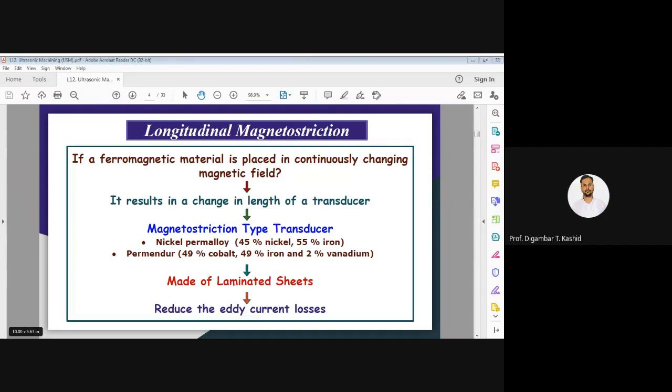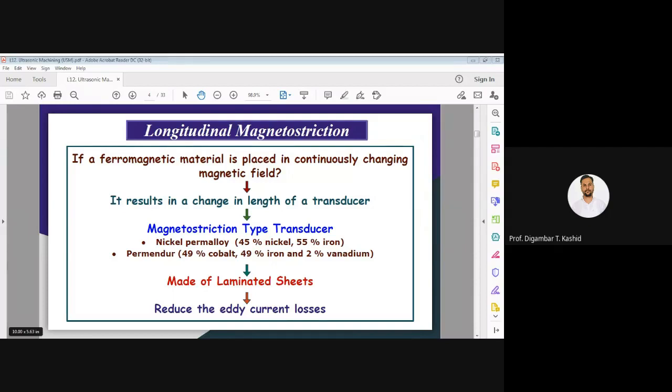Transducer means what? Please tell me. Many times in physics, you might have heard about this. Once again, I will repeat: a transducer is an electrical device which converts energy from one form to another form. In some cases, you can take examples like microphones and loudspeakers.